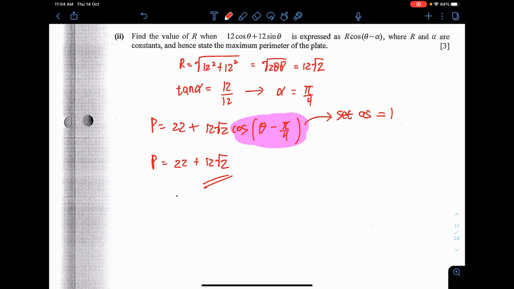But if they ask you to find out what's the value of theta such that this is the maximum, tell them that cosine becomes 1 when the angle is actually 0 or 360 degrees.